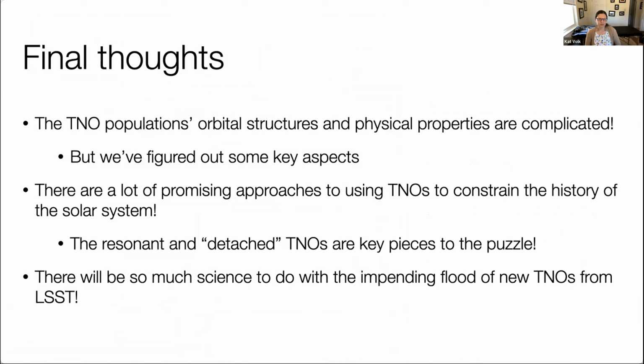So just to wrap up here, to leave some time for questions, hopefully I've convinced you that the TNOs are really interesting. They've got complex orbital structures and complex distributions of physical properties. And that's really helped us tease out the broad brushstrokes of what happened in the early solar system. But we really haven't nailed down all the details yet. And I think the resonant and detached TNOs are going to be the keys to nailing down those details. And when we get those 10,000 TNOs from LSST, it's going to be a much bigger playground for constraining our dynamical models. So with that, I'll stop. Thank you very much.